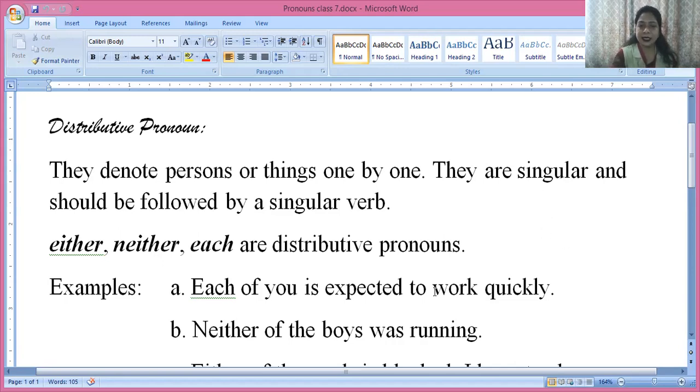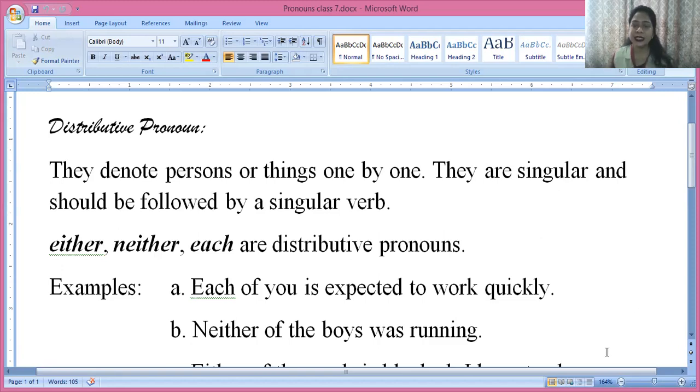Children, now if we talk of either and neither, either means there are two people, and neither also means there are two people. But when we say either, we mean any one of them. And when we say neither, that means there are two people, but no one of them. That means none of them. I'll tell you how. See this example.